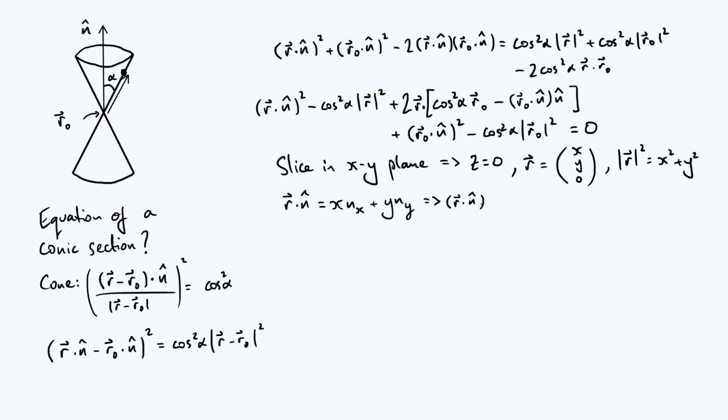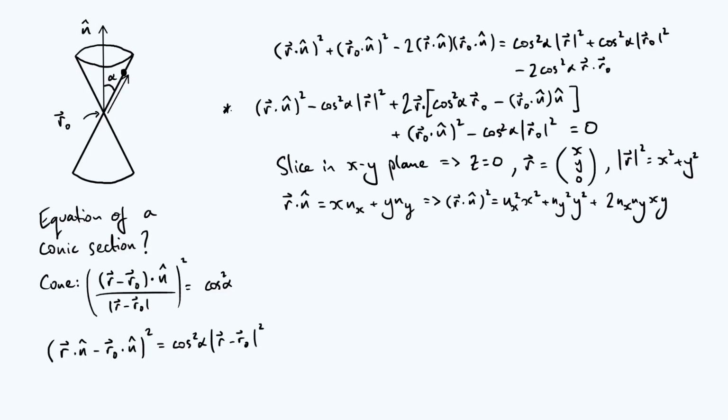So r dotted with n all squared is, well, you're going to get an x squared term, which has a coefficient of nx squared, so nx squared x squared. Similarly for y, so ny squared y squared, and then you get your cross term, which is twice the product of this and this. So it's plus 2 nx ny xy. So we're now in a position where we can get a Cartesian equation for our conic section. It's not going to look that simple, but it's a start.